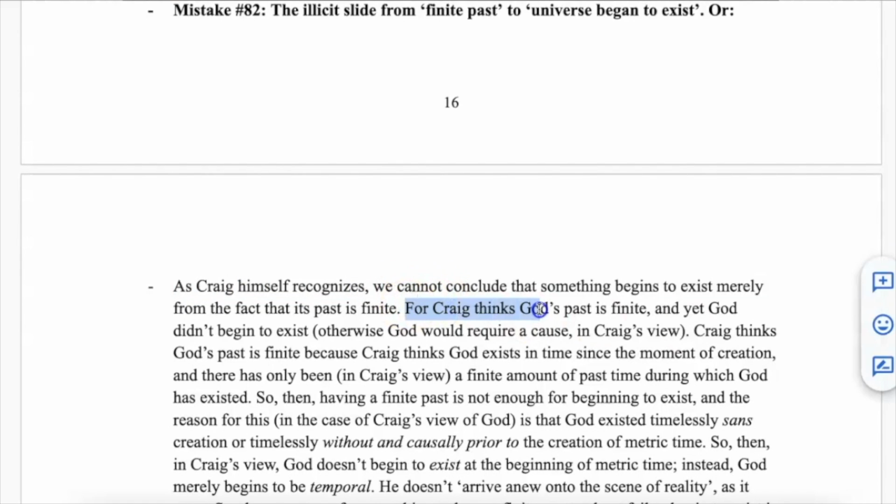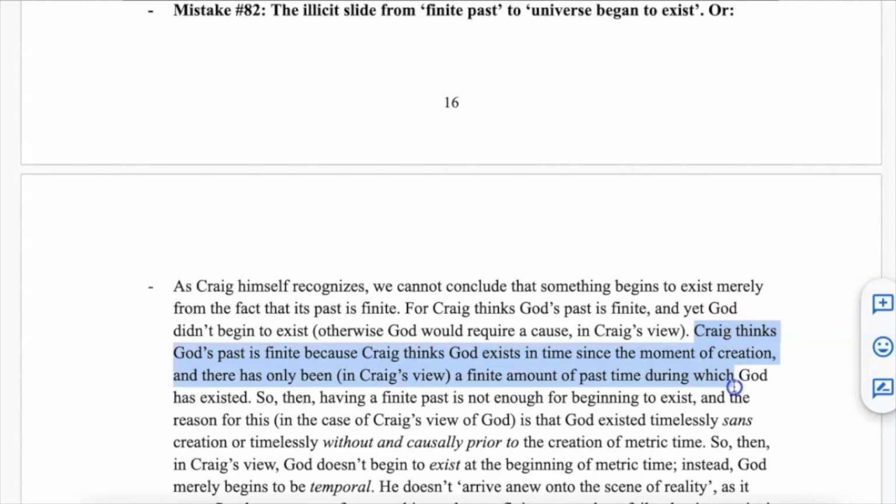past is finite. For Craig thinks that God's past is finite, and yet God didn't begin to exist, right? Otherwise God would require a cause in Craig's view. Craig thinks God's past is finite because Craig thinks God exists in time since the moment of creation, and there has only been, on Craig's view, a finite amount of past time during which God has existed.